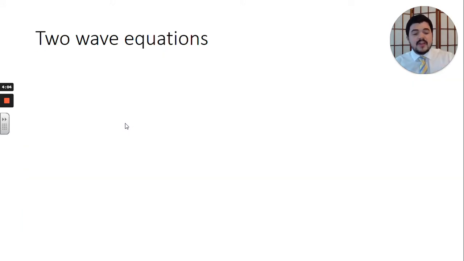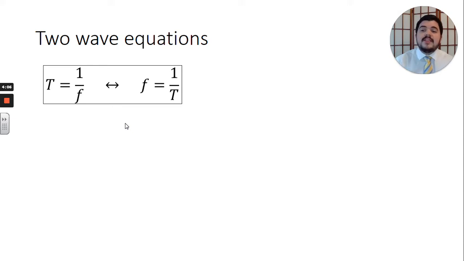We have two equations that are useful. The first one here is that the period and frequency are inverses of each other, right? Period is the amount of time for one wave, and the frequency is the number of waves that pass by per time. So time per wave, waves per time, they are inverses.